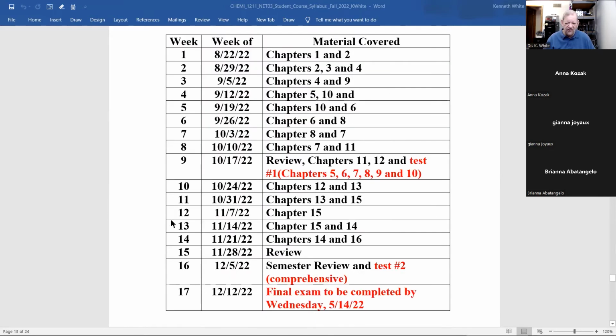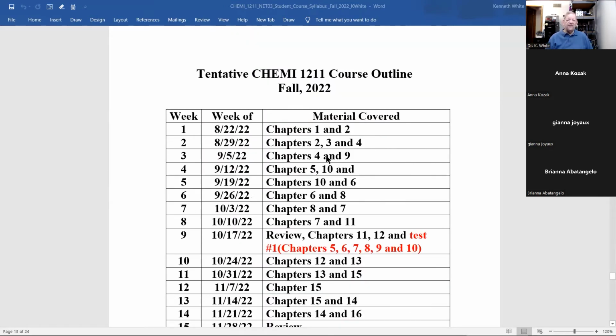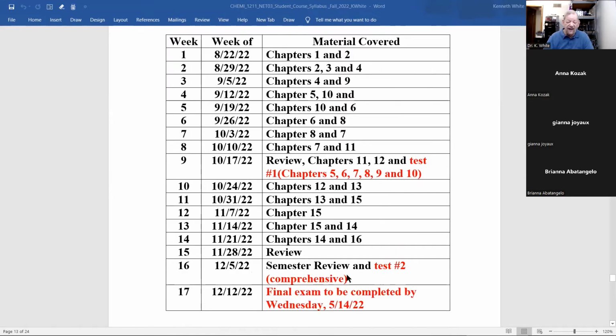Everything else stays the same, other than from the tentative outline, I've taken out where the other tests used to be. I have not put in the quizzes because I'm not sure of the final dates, but Test 1 and Test 2 will be the same. Test 2, like I had before, will be comprehensive. I'll talk about that in November when I go through the review. Wow, that's a lot to talk about.